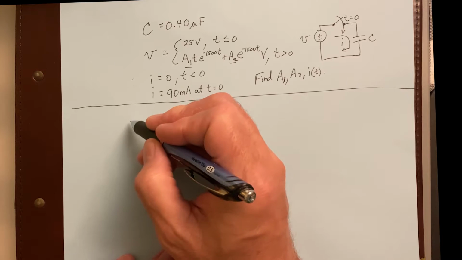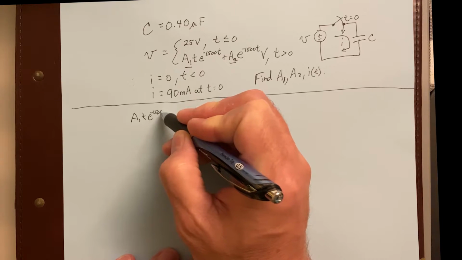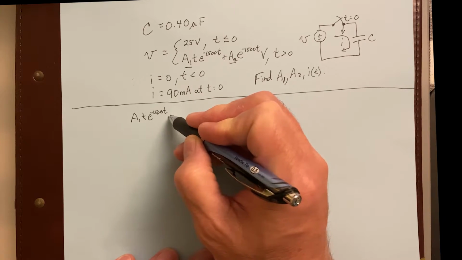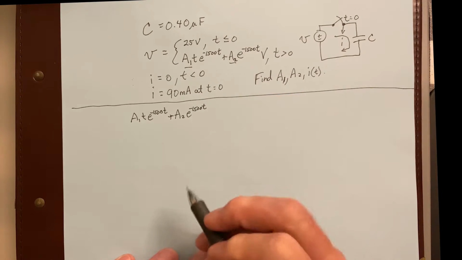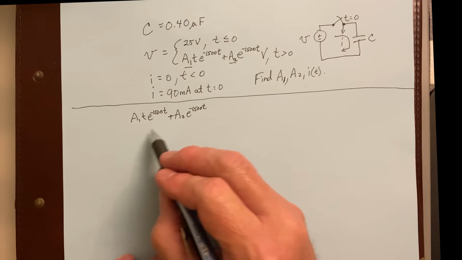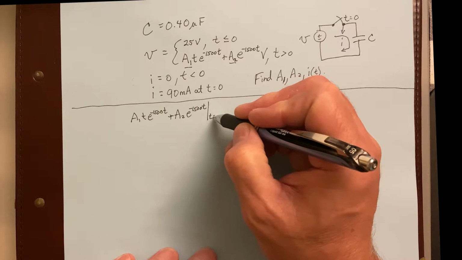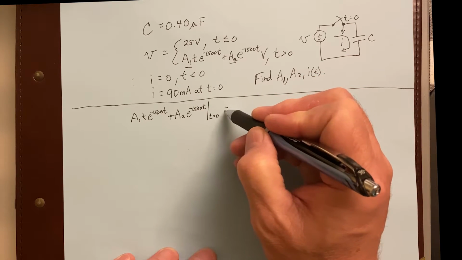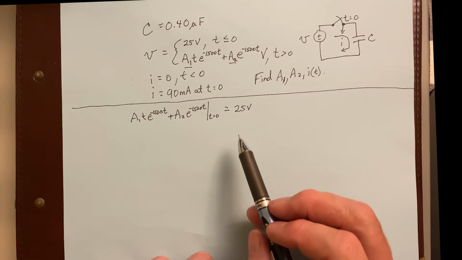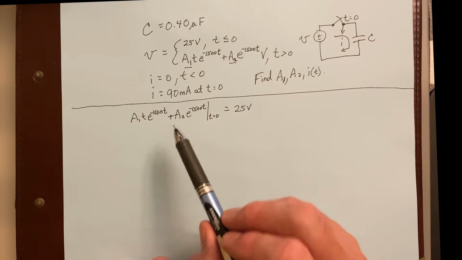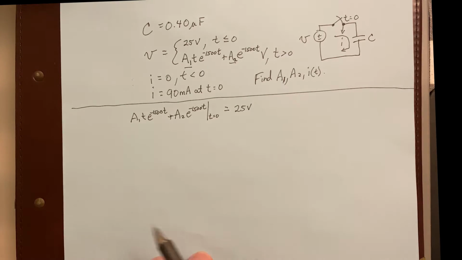So you could say A1t e to the negative 1500t plus A2 e to the negative 1500t. That's the voltage function for all times greater than t equals 0. But if I evaluate that at t equals 0, then that has to equal 25 volts. That has to be the case, because of what we just said, you cannot have an instantaneous change in voltage for a capacitor.